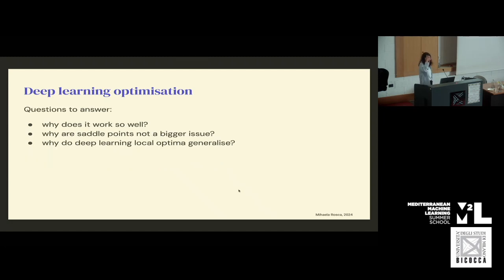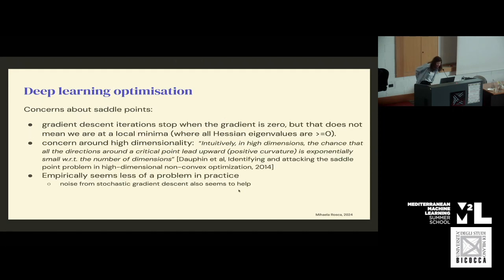Some of the questions we're going to think about are: why does deep learning optimization work so well? Why are saddle points not bigger issues? And why do deep learning local optima generalize? So, the concern about saddle points. We've talked about gradient descent, and we've seen that gradient descent iterations stop when the gradient is zero. If the gradient is zero, we're done. But that doesn't mean we're at a local minimum. We are at a local minimum when all the Hessian eigenvalues are greater than or equal to zero.